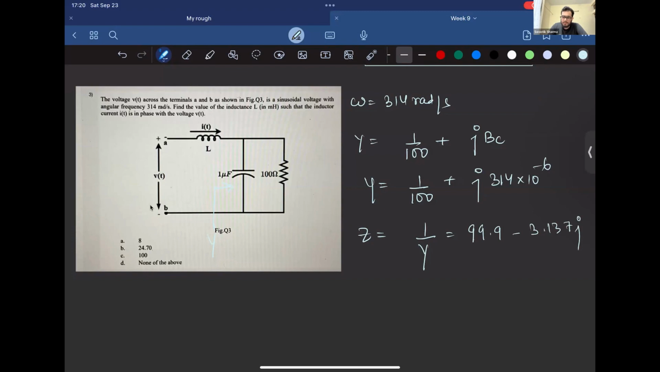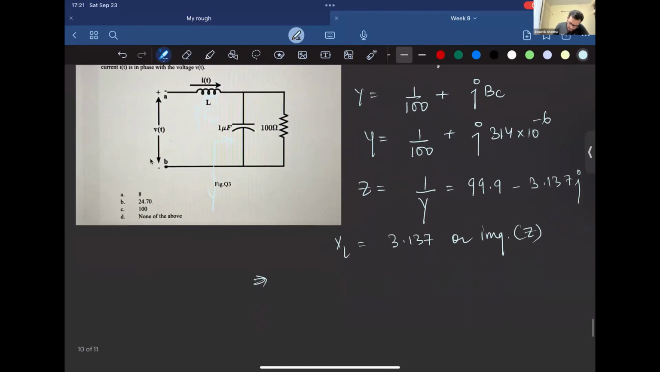Right now, Renessa, can you tell me if this is in series with this inductor which has JXL impedance, or reactance? That means XL should be equal to 3.137, the imaginary part of Z. So that's what we were supposed to do. So that means omega L is 3.137.